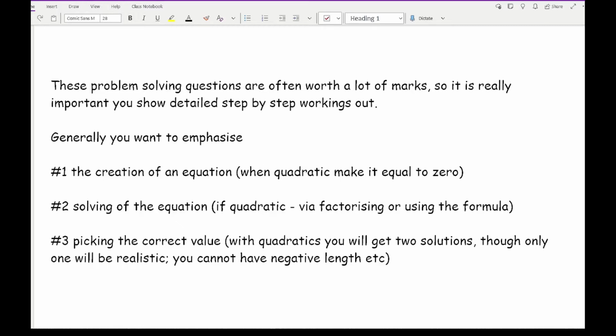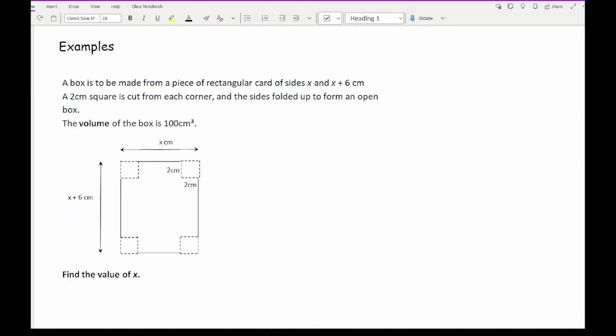So it's really important that you do add detail, and if they're offering you 5 or 6 marks, then you really can't complain if they're asking you to go that extra step. So let's have a look at this first example. Now this example is very popular when it comes to exams, and I would say it's usually worth about 5 or 6 marks depending on what stage they want you to stop at.